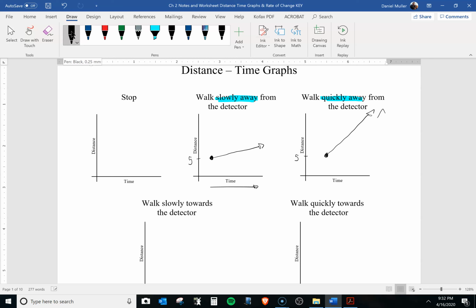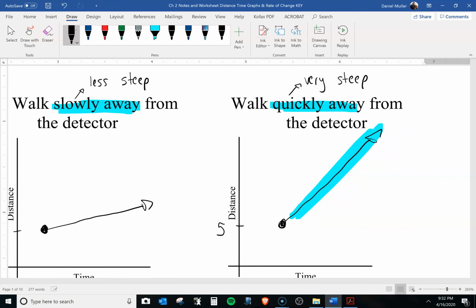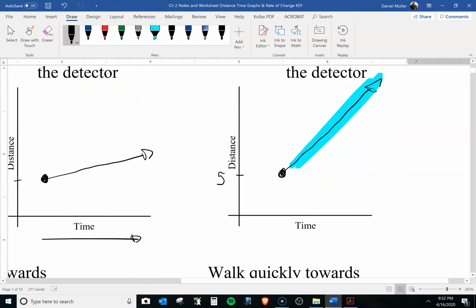So hopefully you can see the difference between walking quickly away. Here, you're walking quickly, so it's very steep. And maybe we should write that down. If you're walking quickly away, that's usually very steep. Whereas if you're walking slowly away, that's going to be, I don't know how to say not very steep, you could just say less steep. So you can walk slowly away from the detector. That's going quite slowly, less steep. Or you can go quickly away, and that's going to look very steep.